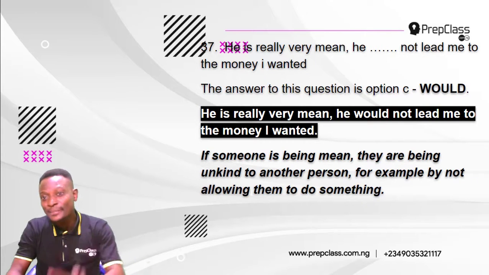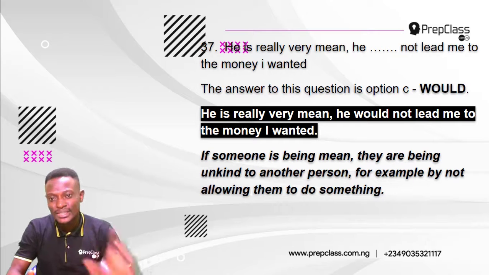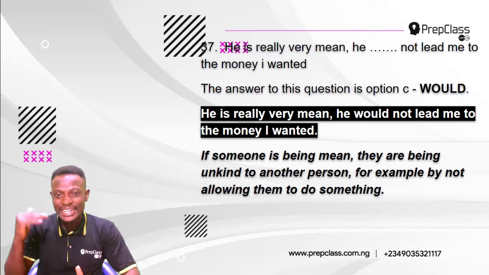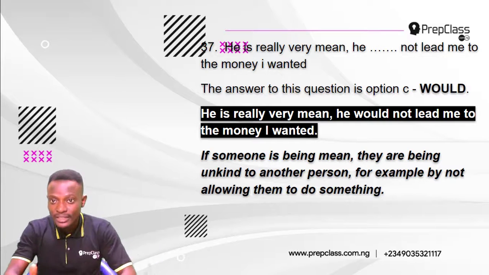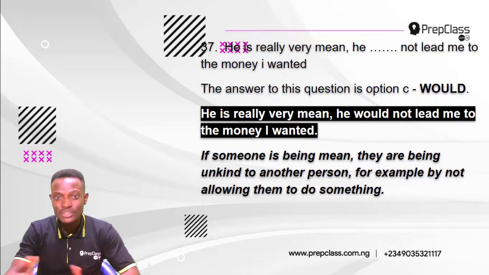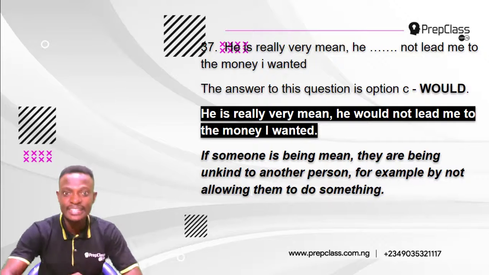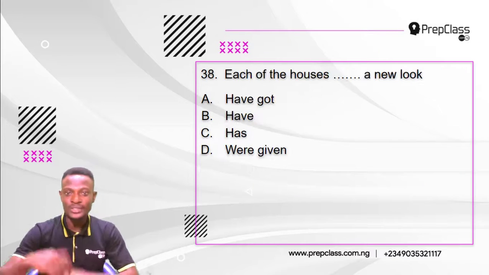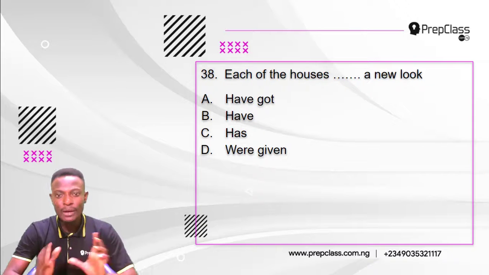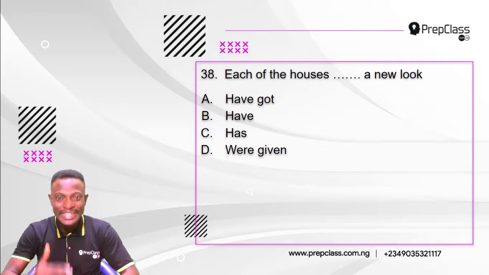So if someone is being mean, they are being unkind to another person, for example, by not allowing them to do something. This person is not allowing me to get to the money I wanted. He would not lead me to the money I wanted because he is really very mean. So the answer is option C. Alright, moving on, question 38. Remember, we are to select the option that best completes the gap in this sentence.